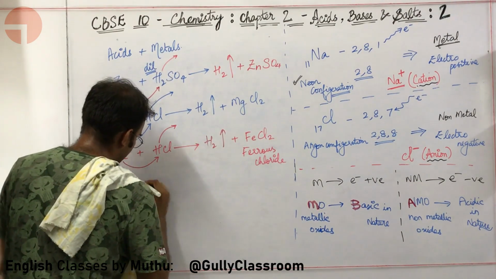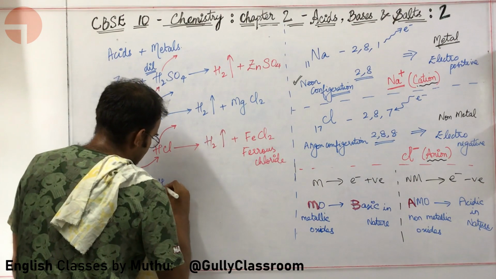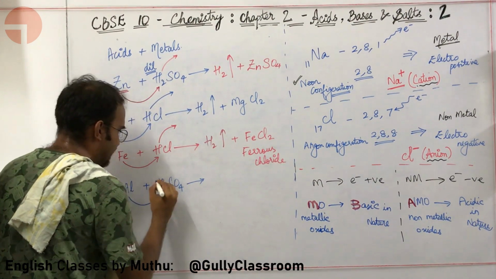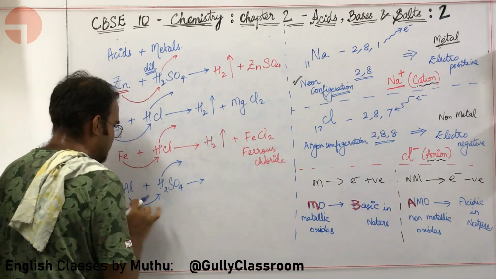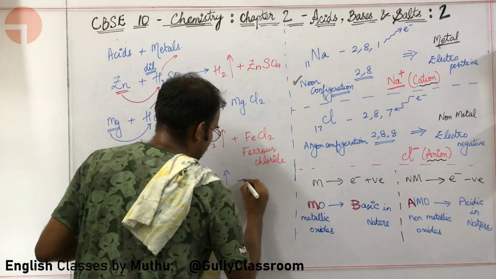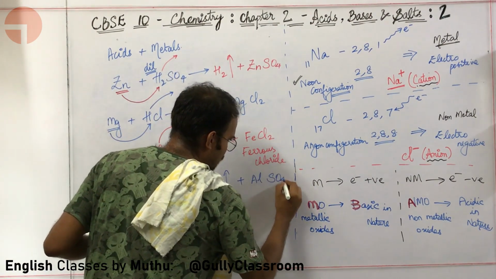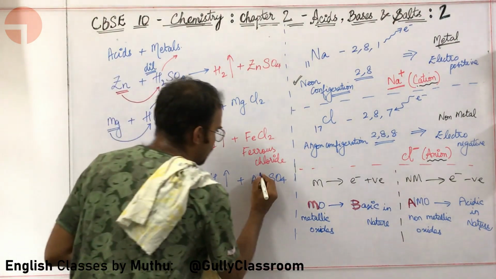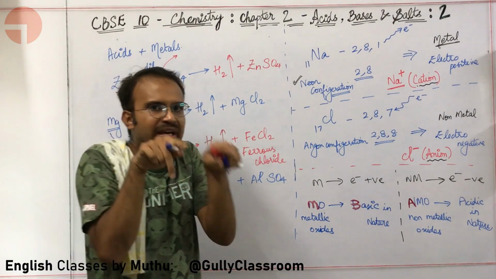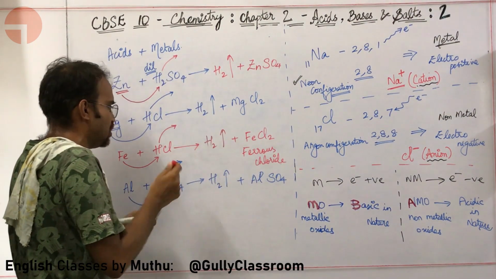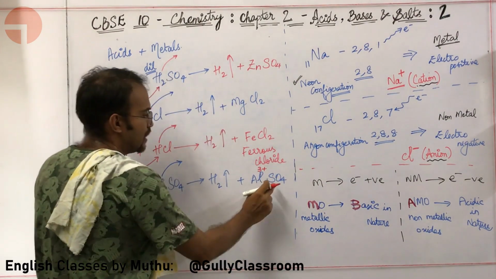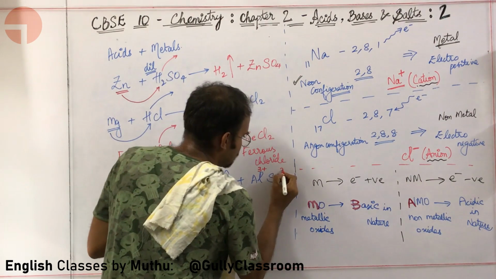The last reaction that I want to write is aluminium plus H2SO4 or sulfuric acid. Here also aluminium is more reactive than hydrogen and it displaces hydrogen from its compound. You will get hydrogen plus Al and SO4. Sir, how am I supposed to write this compound? What is the atomic number of aluminium? 13. 2, 8, 3. So it will lose 3 electrons. I am going to put 3 plus here. What about SO4? The charge of SO4 is 2 minus.